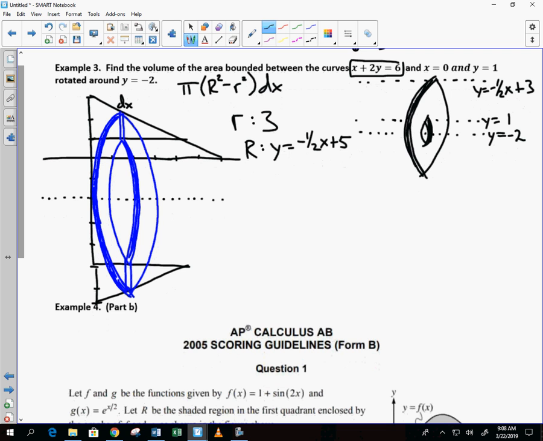That means that the volume of this piece is the integral of negative 1/2 x plus 5 quantity squared minus 3 squared dx times pi. That is going to be the volume of one washer. How many washers do we want? So I slap the integral in front, and then I'm going to integrate. What are my bounds? Anybody? It is 0 to 4.